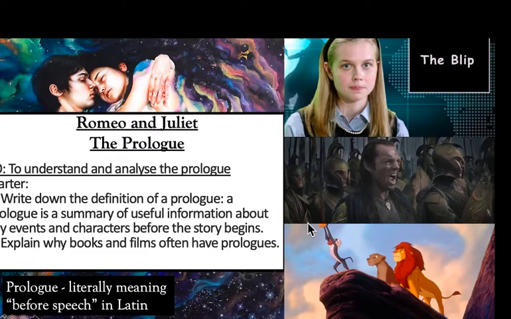Now, the first question is, write down the definition of a prologue, which is: a prologue is a summary of useful information about key events and characters before the story begins. Now, the second thing I want you to do is explain why books and films often have prologues. Okay, pause the clip now and go and do that activity. I'll wait.